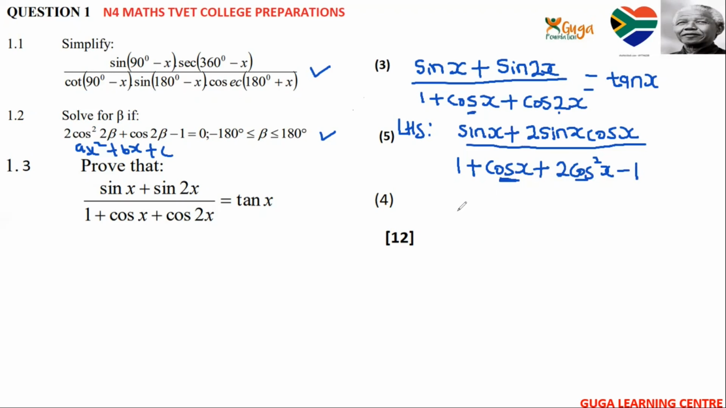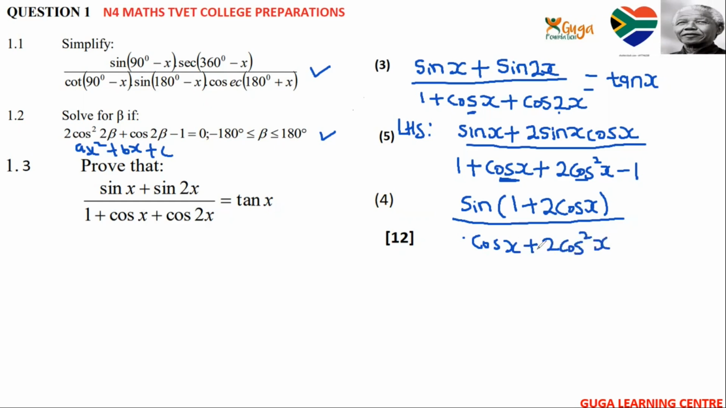Okay, so now we're here. Here we can see that we've got some sort of a common factor in the numerator. We've got sine and sine. So we can take out the common factor of sine, so we've got sine into what? Sine will go 1 there, plus, and then here you'll be left with 2 cos x, right? All over, and then here you'll agree with me that you're going to have 1 minus 1, which is cos. You're going to be left with cos x plus 2 cos squared x, right?